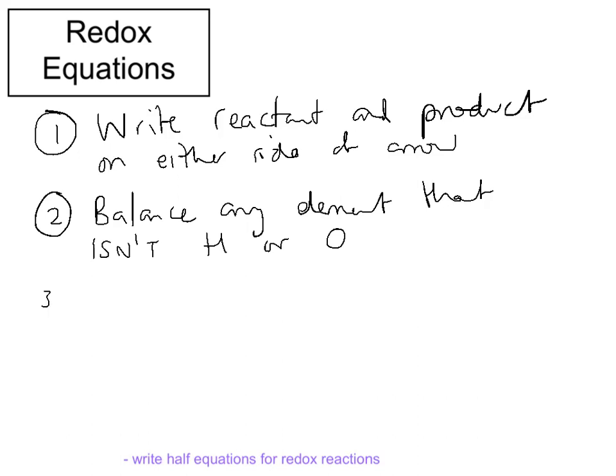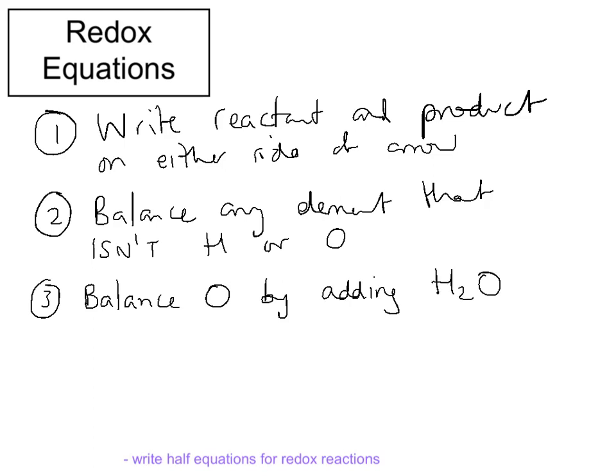The third step is to balance oxygen by adding water, so H2O. You can see that each water has one oxygen in, so you need to make sure you add the right number of waters in order to balance the oxygen. Don't worry about hydrogens for now, we'll balance that in the next step, so you just make sure the oxygens are balanced by adding water on the appropriate side.